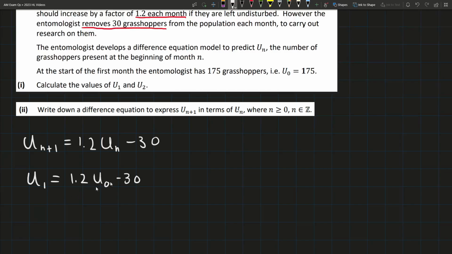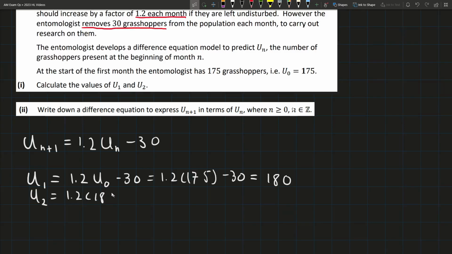So now, if we calculate U1 and U2, well, U1 will be equal to 1.2 times U0 minus 30. That's just equal to 1.2 times 175 minus 30, which is equal to 180. Now, if we calculate U2, that's going to be 1.2 times 180, because 180 is the previous one, minus the 30, and that's going to be equal to 186. So you can see in the first month it increased by 5, and in the second month it increased by 6.